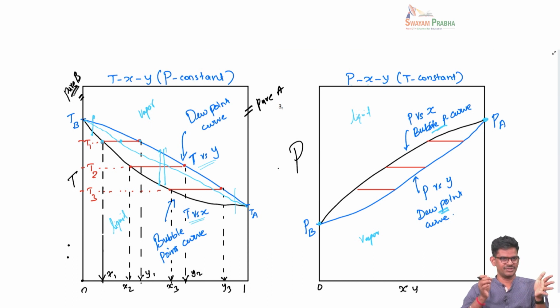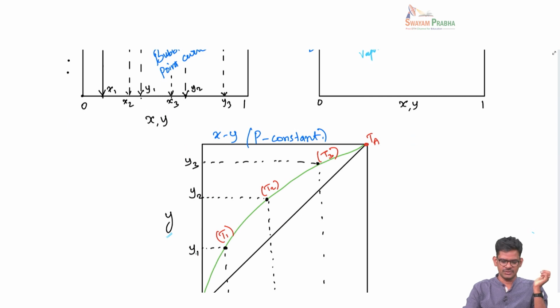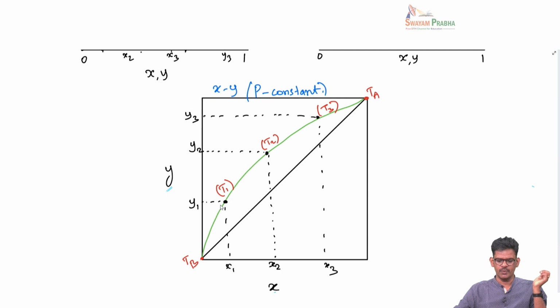Because I am fixing temperature T1, the X1 and Y1 values are fixed. I collect those X1 and Y1, and I plot it here. Okay, so this is Y1 and the below one is X1. You see, X1 and Y1, and this point implicitly refers to a temperature called T1.